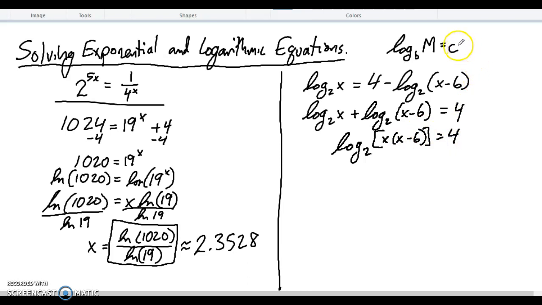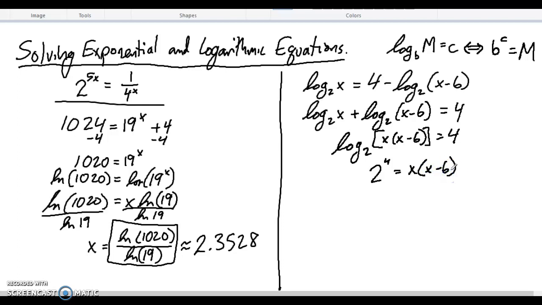And now I'm in that form, which means I can rewrite this as an exponential. And as we recall, it's the same thing as saying b to the c equals m. b is my base, c was on the other side, so it's now inside my exponential. m was inside the logarithm, so it's now by itself. So this is the same as saying 2 to the 4th is equal to x times x minus 6.